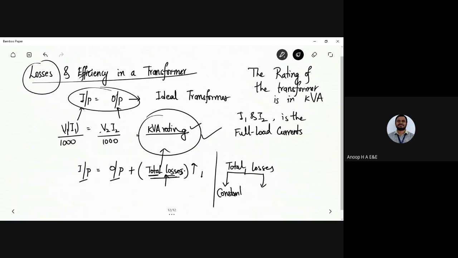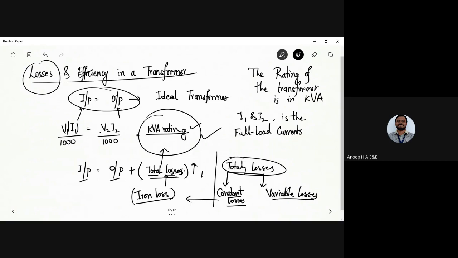Constant losses. Okay, and next one is called the variable losses. Constant losses and variable losses. Now what I wanted to do here is the total losses which are there in the system is divided into constant and variable losses. So this constant loss is called the iron loss.